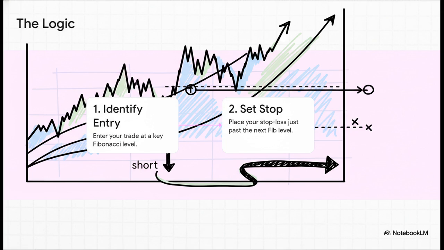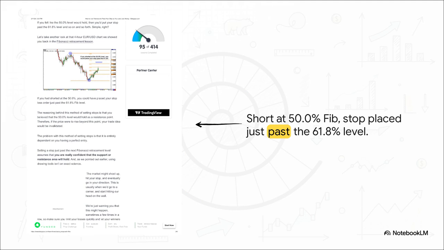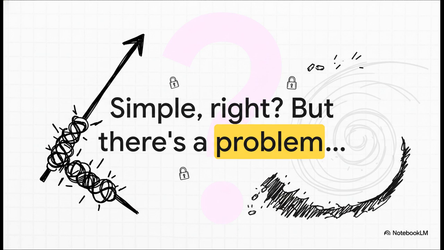So let's say you go short at the 50% level. Well, your stop loss would go just a little bit past the next level up, the 61.8. And you can see exactly how this works on this chart right here. The trader saw the 50% level and thought, okay, that's going to act as resistance, I'm going short. Now, if the price blows right past that level and then breaks through the 61.8, well, your whole idea for the trade is basically toast. That's your signal to get out, take the small loss, and live to trade another day. Simple enough, right? Super clean, super objective.